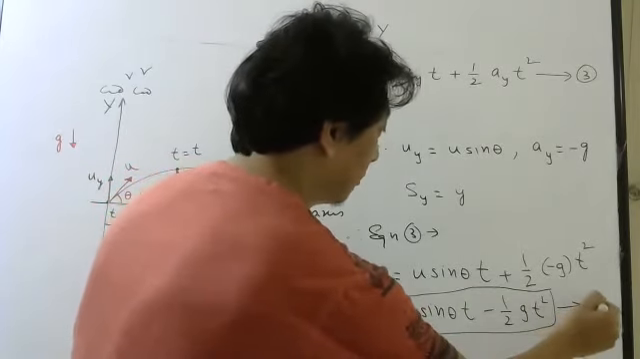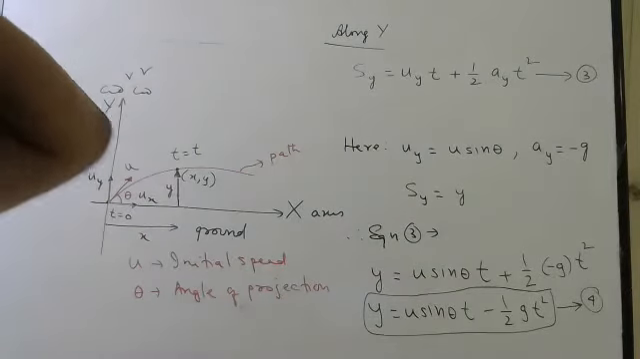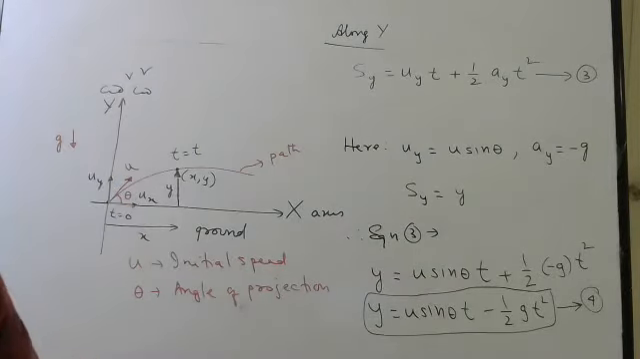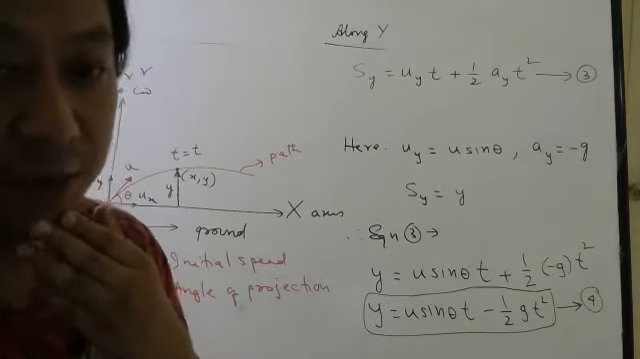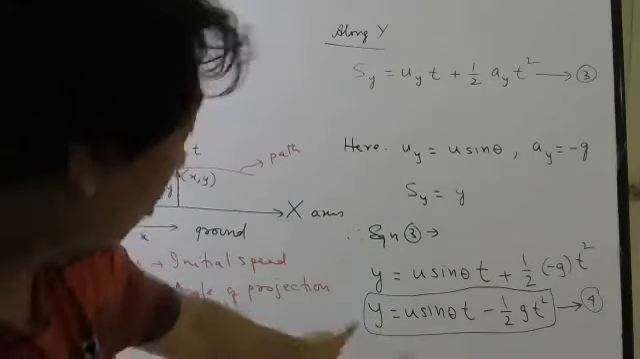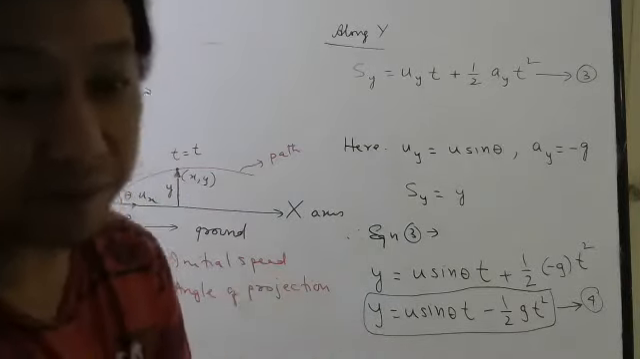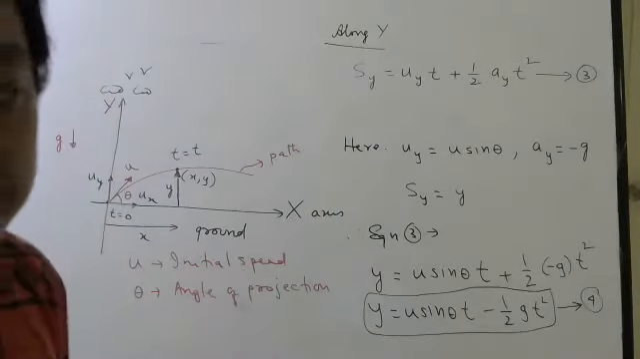This is your equation 4. Everybody see equation 2 and equation 4. Equation 2 gives you how x coordinate changes with time. Equation 4 gives you how y coordinate changes with time. What is the common between them? Which variable is common between them?